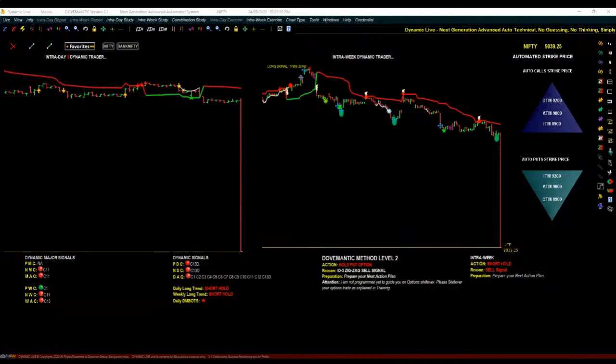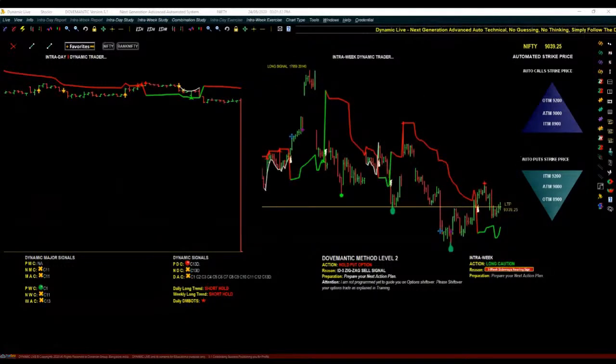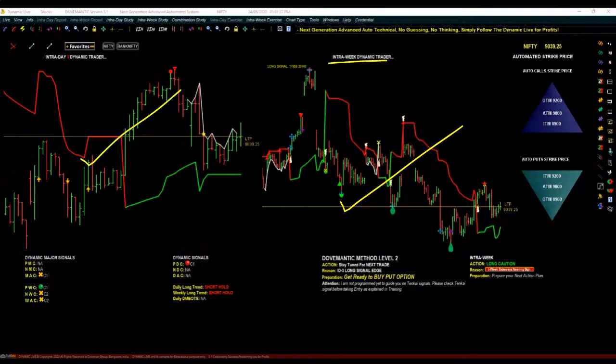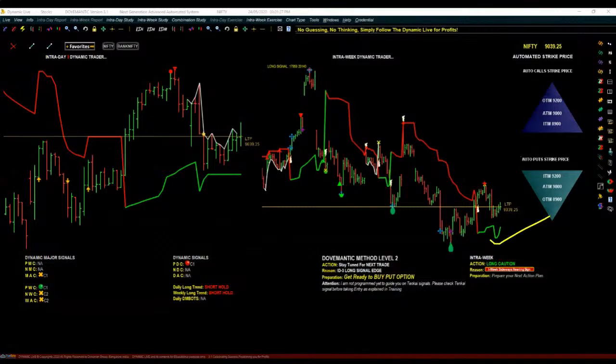Now, in this dynamic live, whichever script, stock or index that you select, there are two different charts that you can see. We are looking at Nifty now, and there are two different charts. One on your right side, we call it the intra-week chart. The one on the left side, we call it the intraday 3 chart. And in both these charts, there is this line. You can see this line here. This line, we call it the long signal.